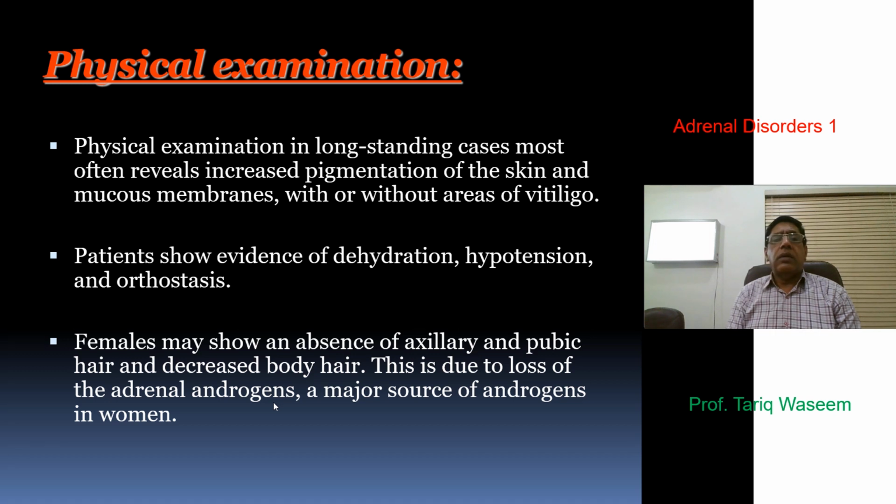When you examine them, a patient with long-standing Addison or hypoadrenism or hypocortisolism may reveal increased pigmentation in the skin and mucous membranes, as I already showed, and sometimes it may be associated with some white areas of vitiligo. Patients may show evidence of dehydration, hypotension, and postural hypotension. Females may show absence of axillary and pubic hairs and decreased body hair, and this is due to less adrenal androgens, which are the major source of androgen in women. In men, the primary source is usually the gonads or testicles.